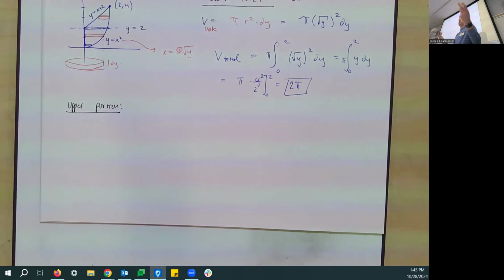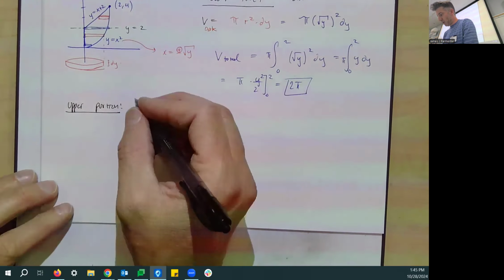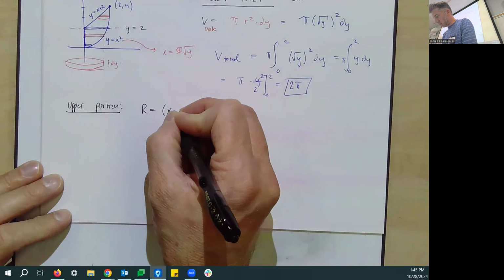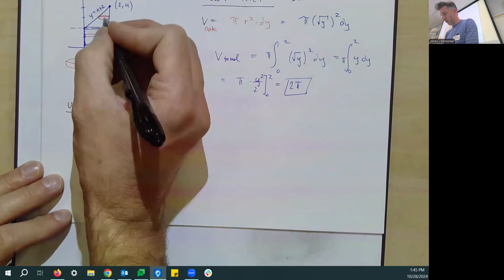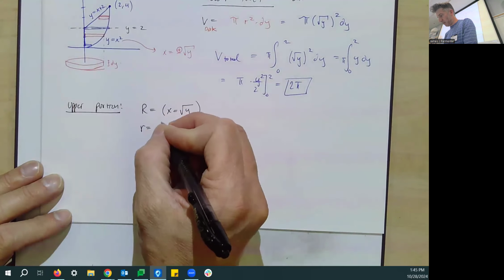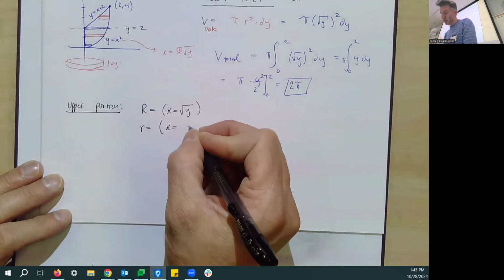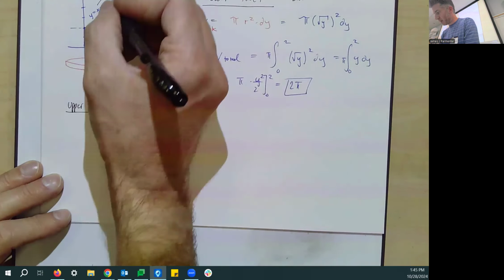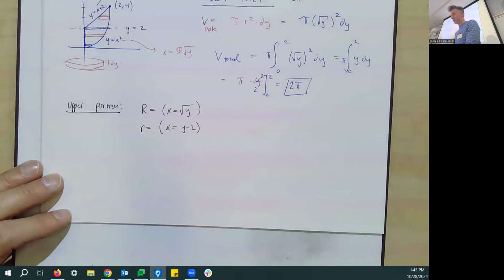It's still the same for all of these volumes of revolution. It's the same idea every time. Maybe you're having a disk, maybe a washer, but you're always just doing pi times the radius squared, maybe minus pi times the smaller radius squared, and then integrating the whole thing. So for the upper portion, my outer radius is going to be x equal to the square root of y. And that's my further away function. And my inner radius is going to be x equal to y minus 2. Right? Because if I take this one here and solve for x, you get y minus 2 equal to x.